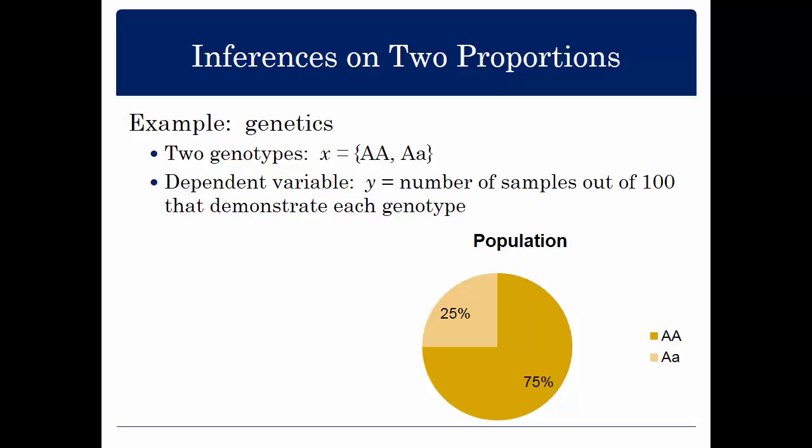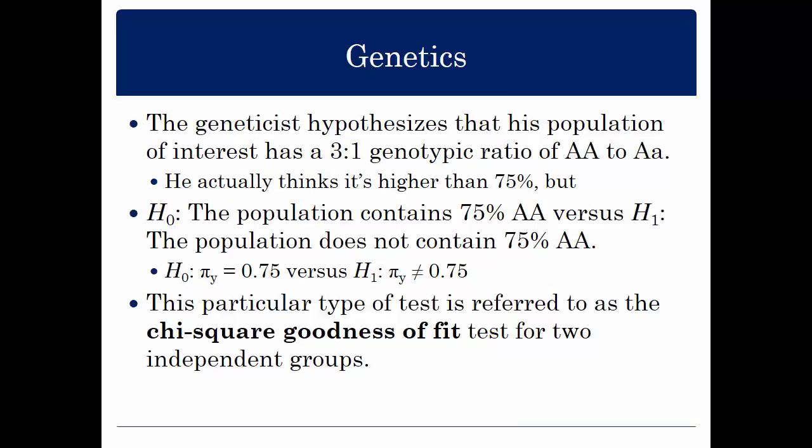So here our dependent variable could be the count, but it's really the number of samples out of 100 that we're going to take from this population that demonstrate each of those particular features. You hypothesize that the population of interest has that 3-to-1 ratio. So you think 75% have one trait, 25% have another trait. You actually think that it's higher than 75%, but that's the lower bound on your proportion of interest.